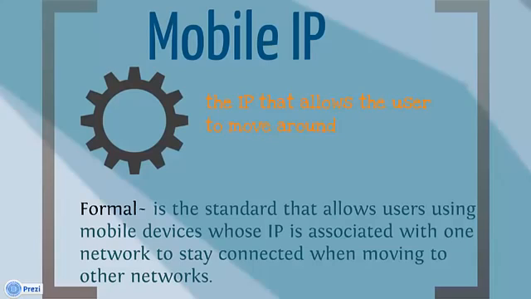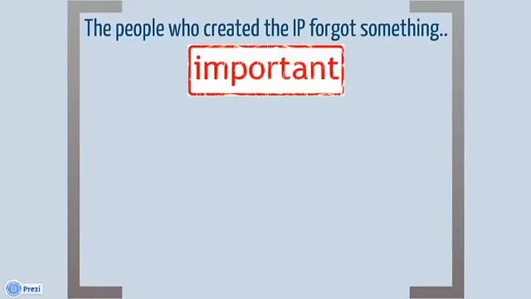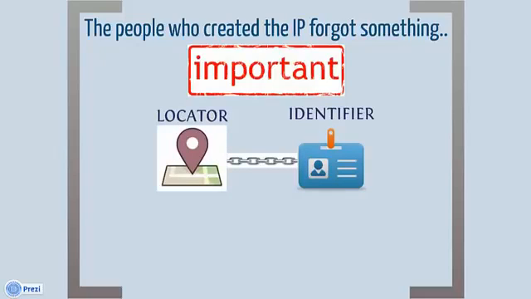How fancy. But the people that created the IP forgot something important. They designed IP to be both the locator and the identifier of a node. And then they bound them together. But what mobile IP did is that it separated this binding.